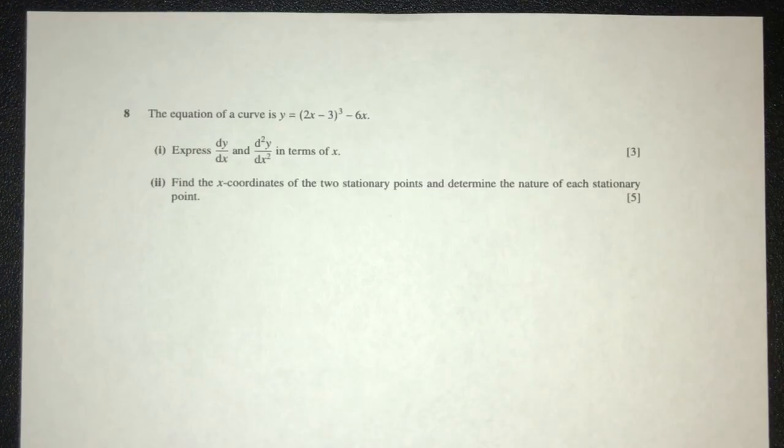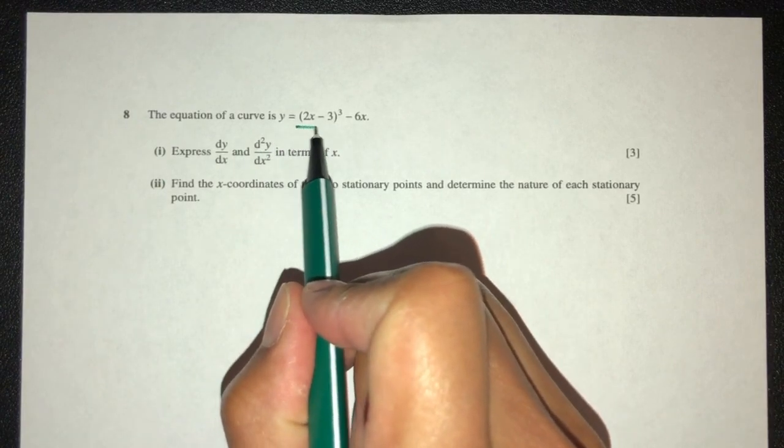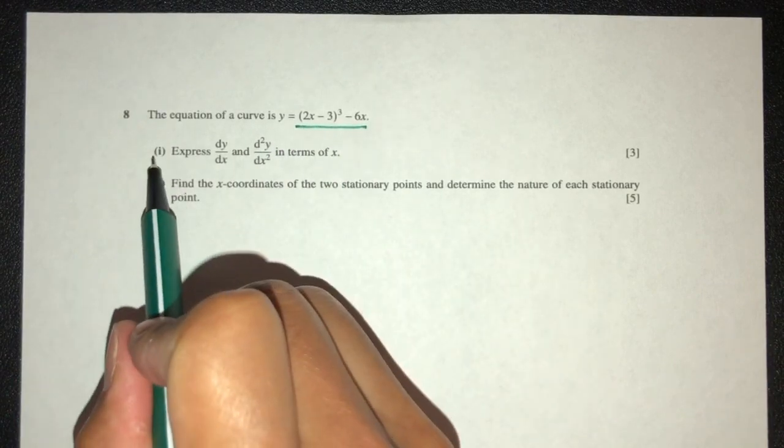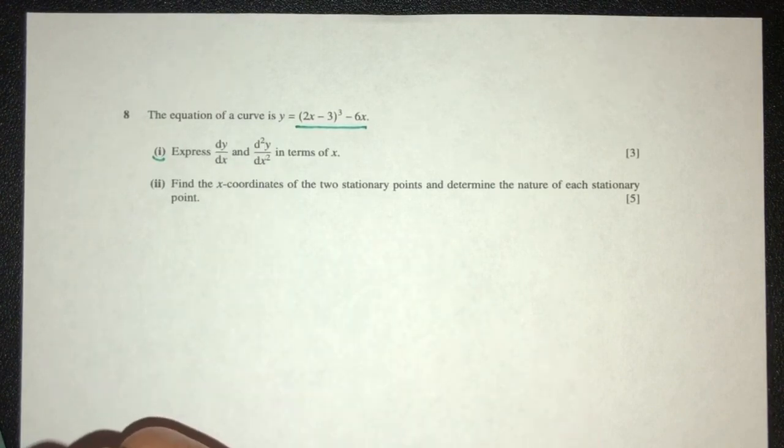Let's move on to the next question. The equation of a curve is given to you by this. Now part 1, we have to find dy by dx and d2y by dx2. So pretty easy. We have to differentiate one by one.